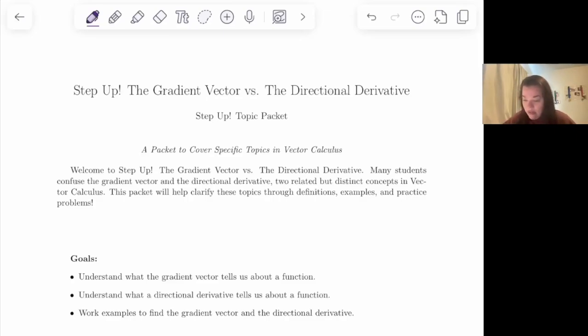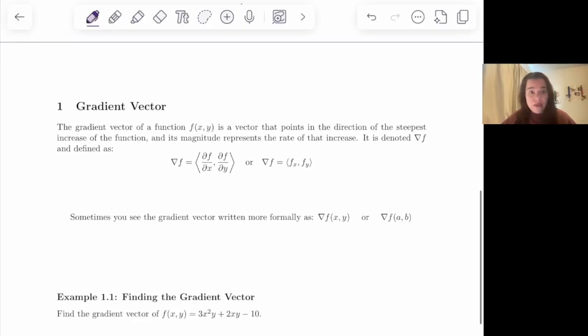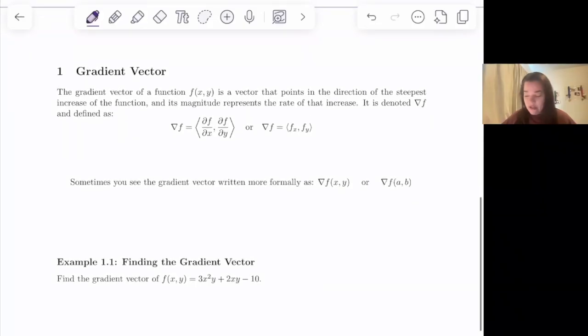So we'll see here our goals outlined for us, and then there's a table of contents on where you can find things, but this is a shorter packet here. So let's get started just looking at the gradient vector, and here's the definition given for us.